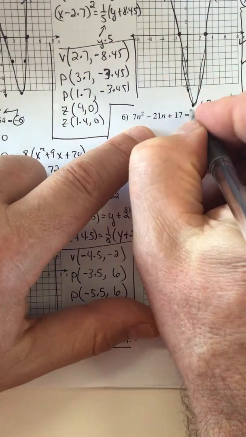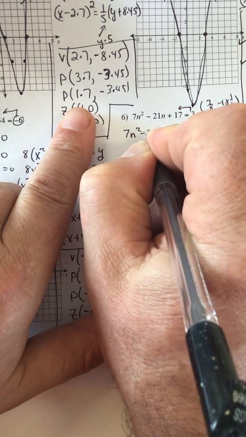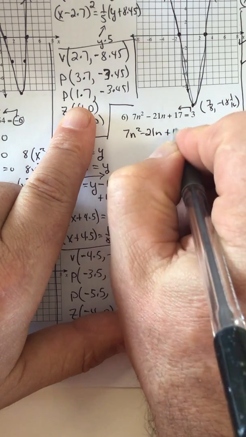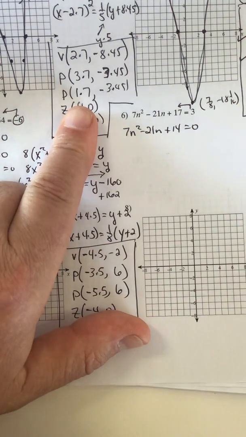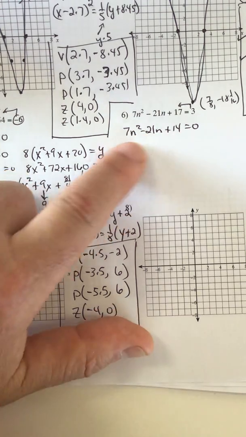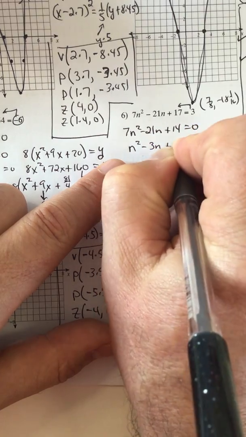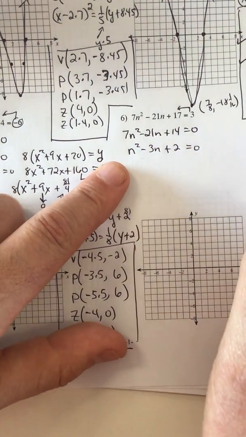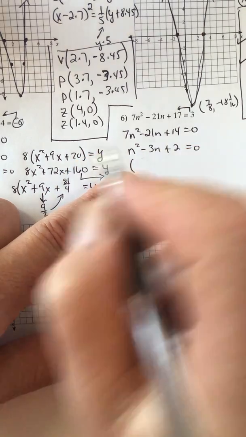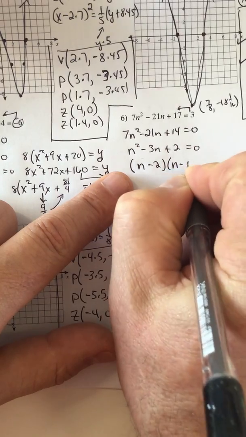Okay, number 6, I'm going to move the 3 to the other side. So really this problem is 7n squared minus 21n. 17 minus 3 makes it 14. So as long as I don't have a y over there, I can just divide everybody by 7. So I got n squared minus 3n plus 2. That makes it easy to see the factors. So it looks like I need to multiply to 2, but add up to negative 3. So how about a negative 2 and a negative 1?